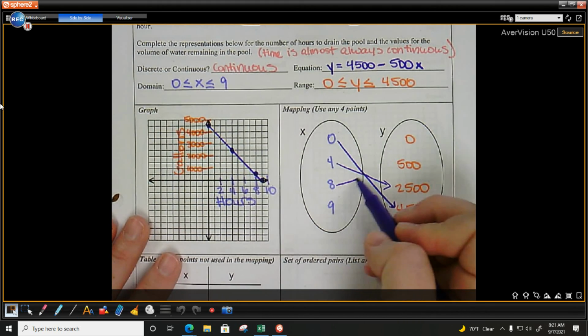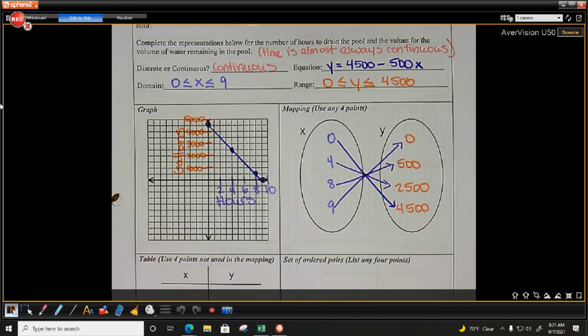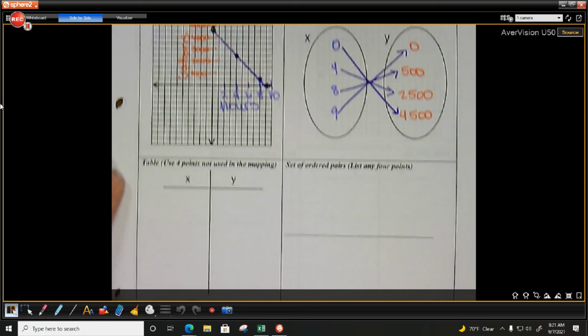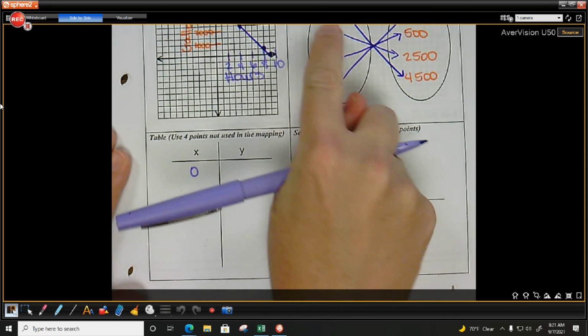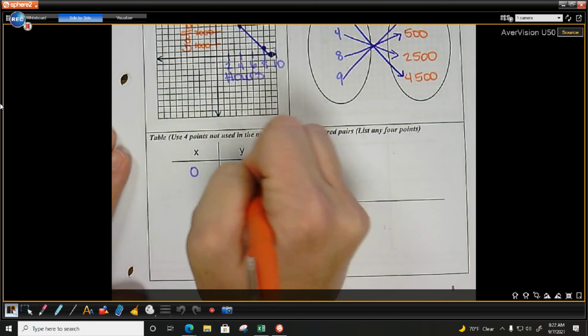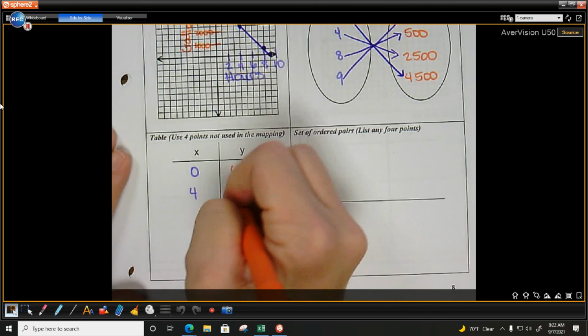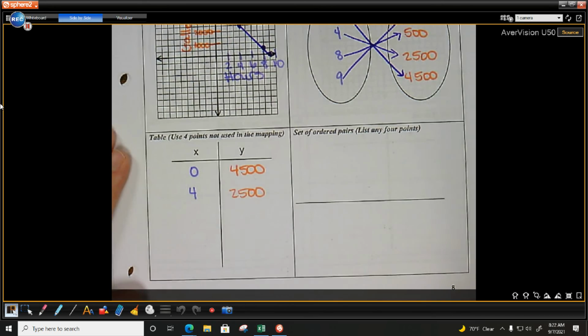So notice how both my x and my y bubbles in my mapping diagram are small to big. Okay, now we're going to write our table. When x is 0, what's y? 4,500. When x is 4, what's y? 2,500. When x is 8, what's y? And when x is 9, what's y? 0.